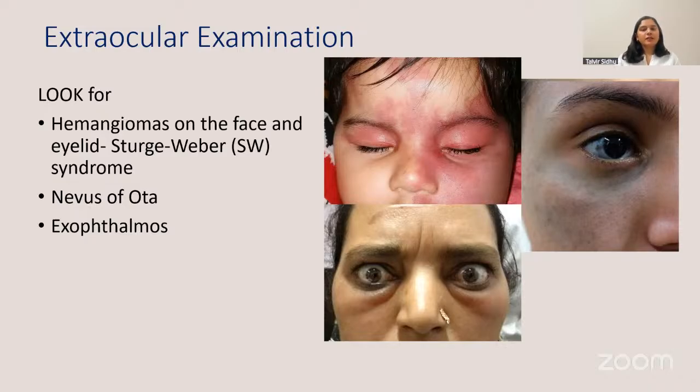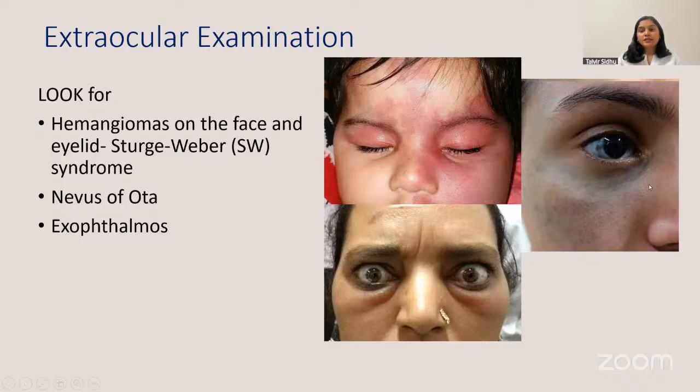Now coming to extraocular examination, it is important that you look at the face of the patient. You look whether there are any hemangiomas present on the face, like here in Sturge-Weber syndrome, where there is a hemangioma present on both the eyelids. This can cause congenital glaucoma as well as later on acquired glaucoma because of raised episcleral venous pressure.